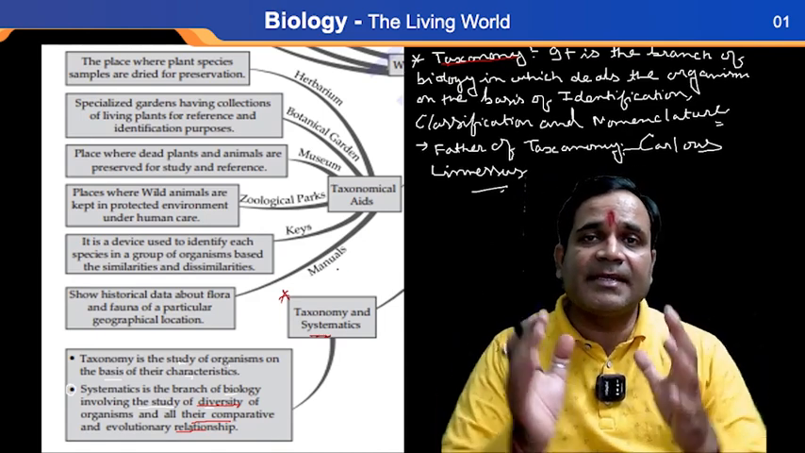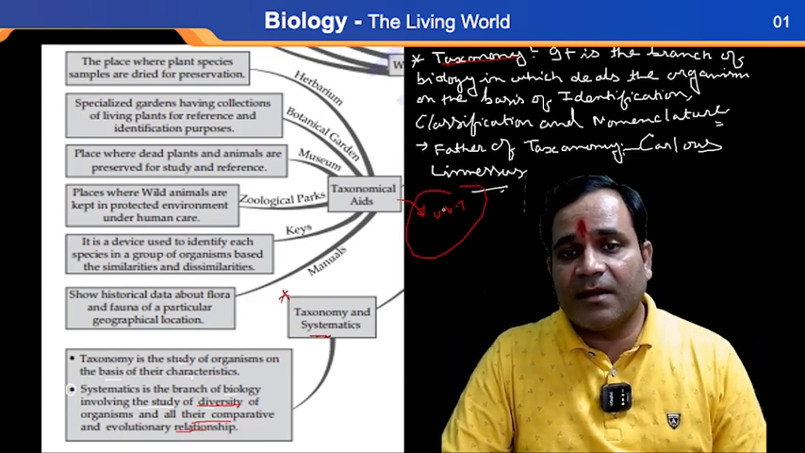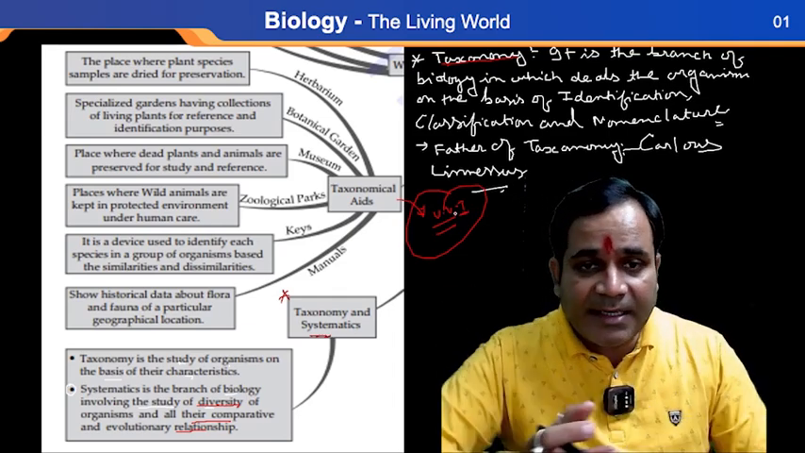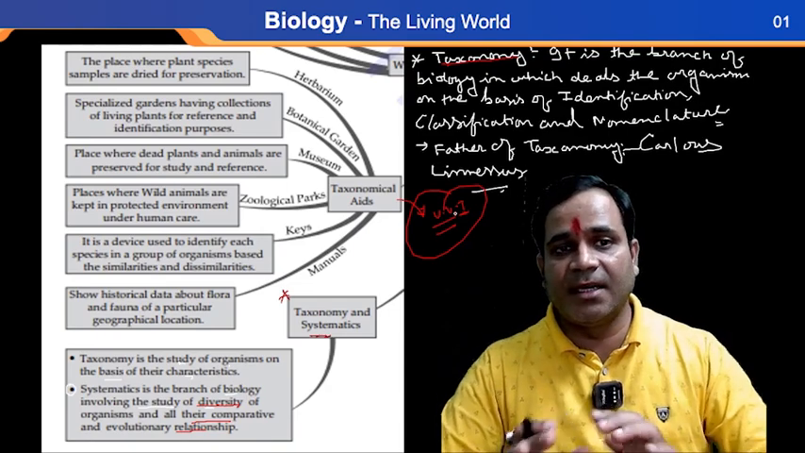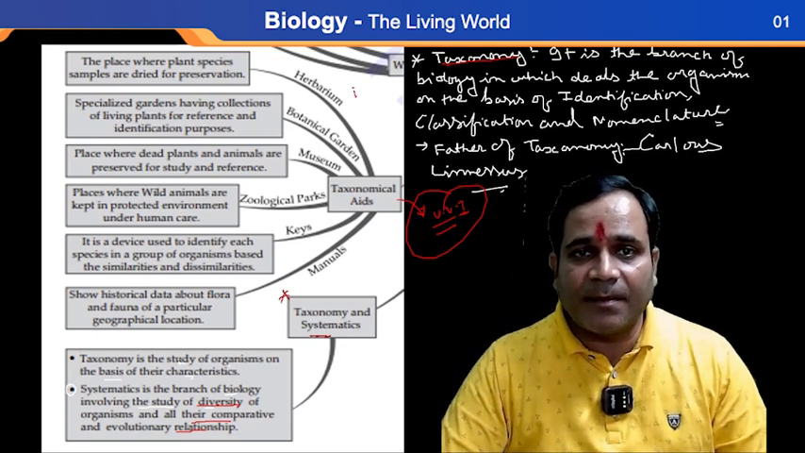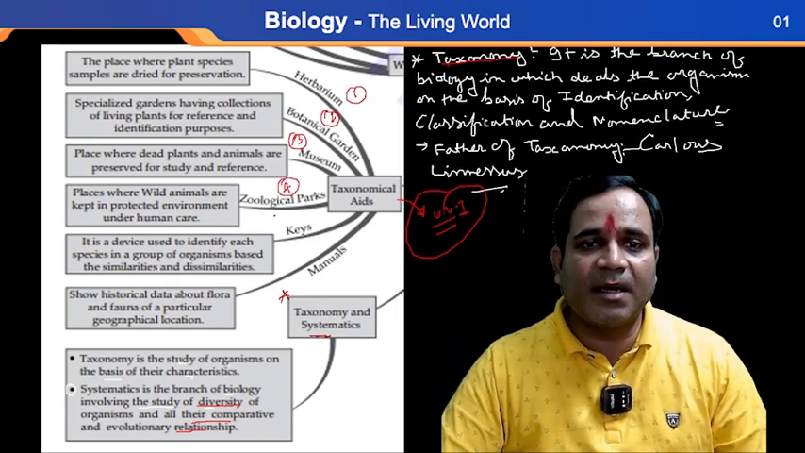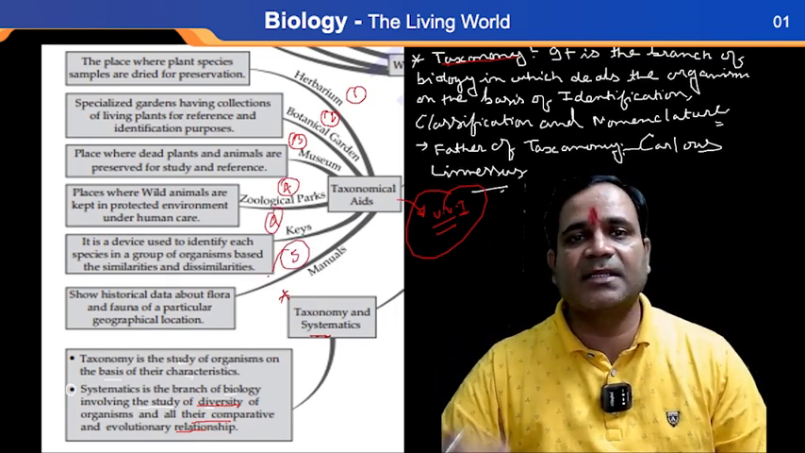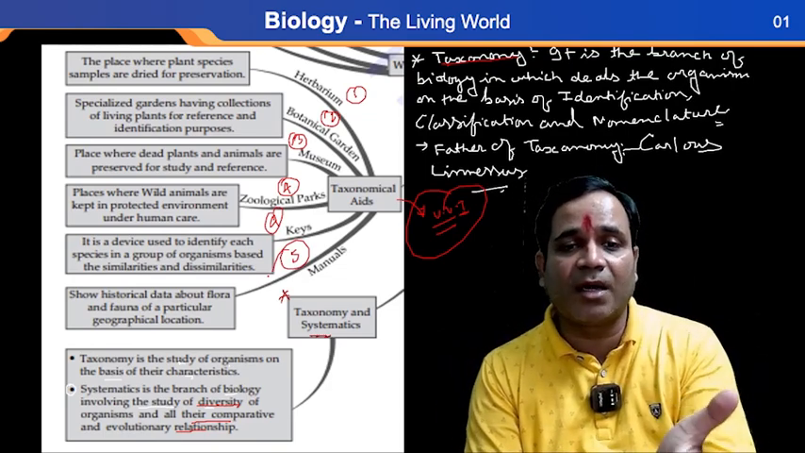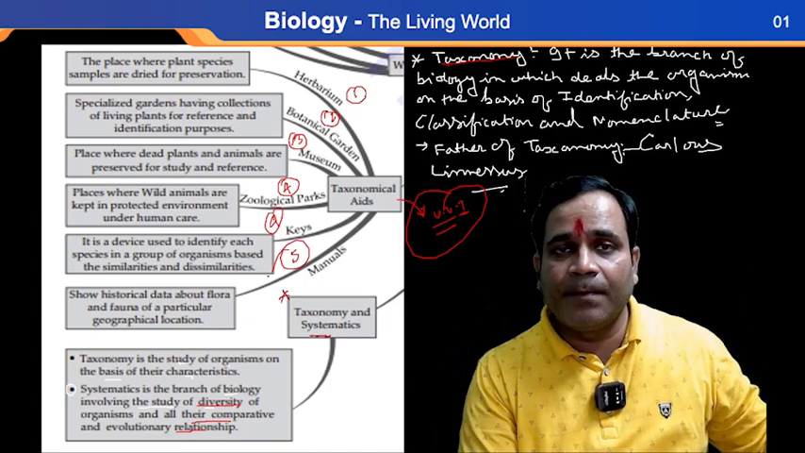Now, the next thing is very, very important. What are taxonomical aids? This is a quick revision. In taxonomical aids, number one is herbarium, number two is botanical garden, number three is museum, number four is zoological park, number five is key, and number six is manuals. These are all very important to know. Let's see them one by one.